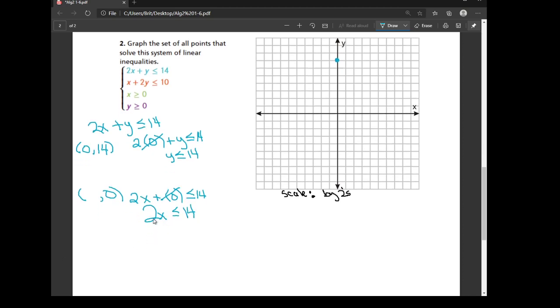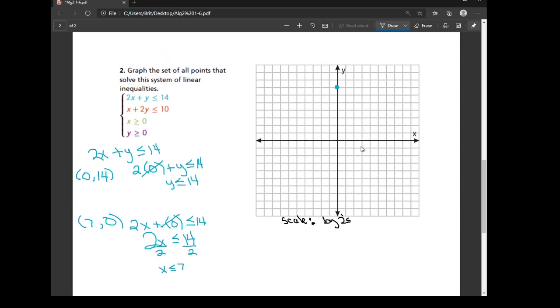Now remember, when you have a number and a letter squished together, that's a multiplication problem. So to undo my multiplication, I'm going to divide by 2 on both sides. So I get that x is less than or equal to 14 divided by 2, which is 7. So my second point is at 7, 0. Now remember, my scale is counting by 2's, so I have 2, 4, 6, and then to get to 7, I'm looking at the halfway marker right here.